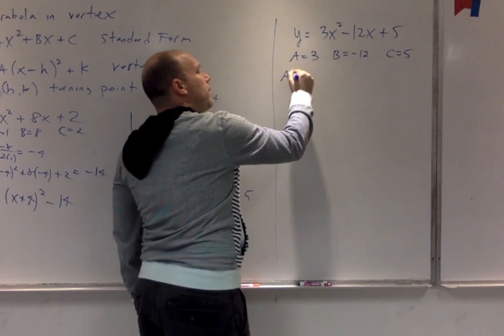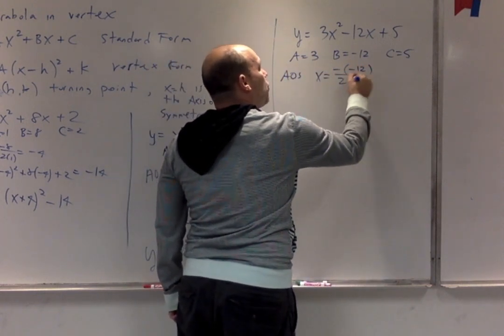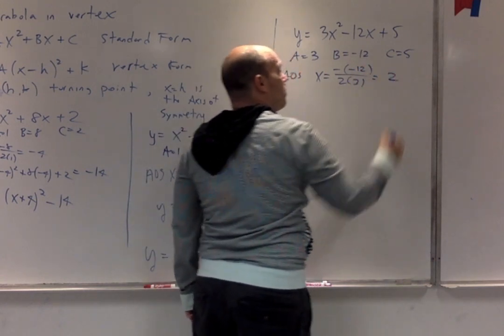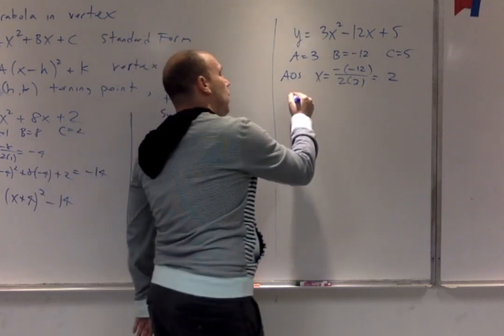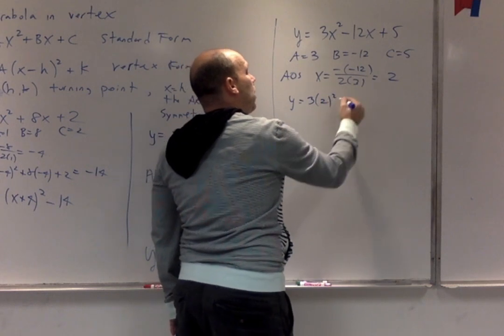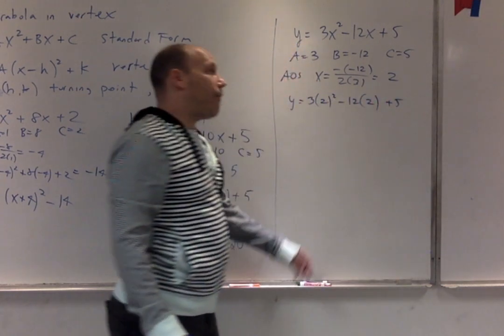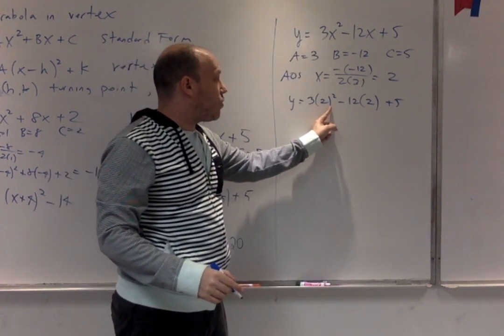The axis of symmetry is x equals negative negative 12 over 2 times 3. Now 12 divided by 6 is 2. And now we can find the y value of the turning point. y equals 3 times 2 squared minus 12 times 2 plus 5. If you have a calculator, plug it in exactly. Remember, put the parentheses around the 2.